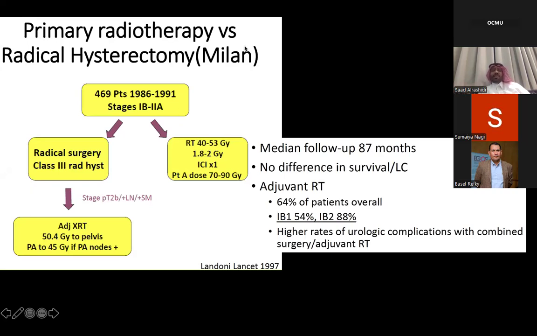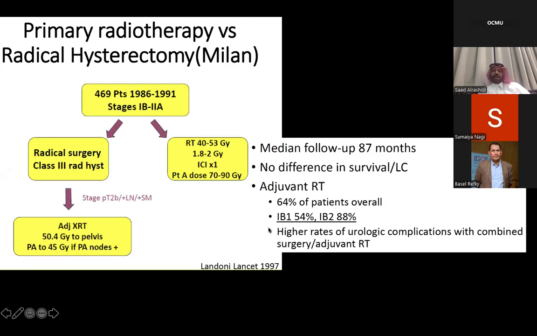So this is the gold standard for radiation oncology, the Milan trial, a long time ago in the 80s. This is again old staging, 1985, dividing patients from 1B, which is probably bulky disease, to 2A, which is extending beyond the cervix. And then they gave them radiation or radical surgery.